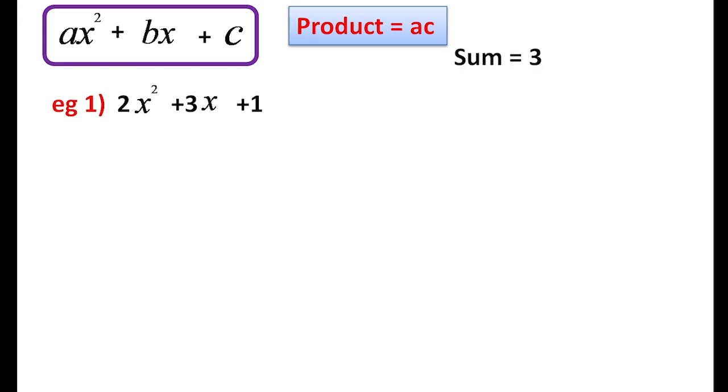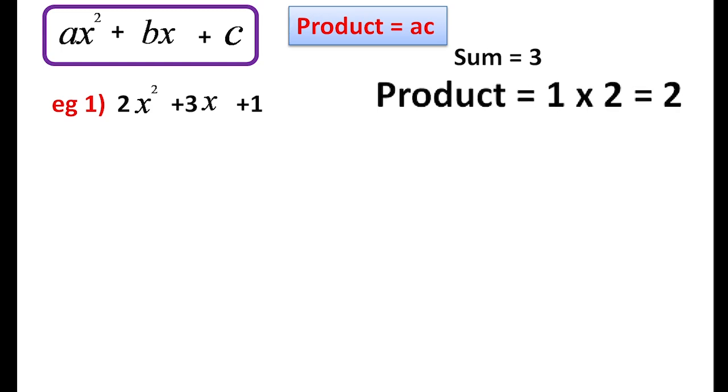Here the sum is the coefficient of x, that is 3, and the product is 1 into 2. 1 is the constant term and the coefficient of x square is 2. That both we have to multiply. 1 into 2 equal to 2. Here also we are factorizing 2. We know that the factors of 2 are 1 and 2, only one pair, and here the product is positive. So either both are positive or both are negative. Only two options. And here the sum is positive 3.